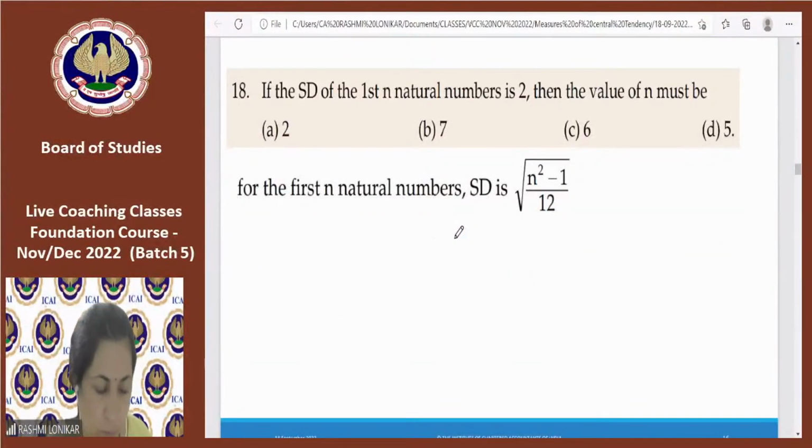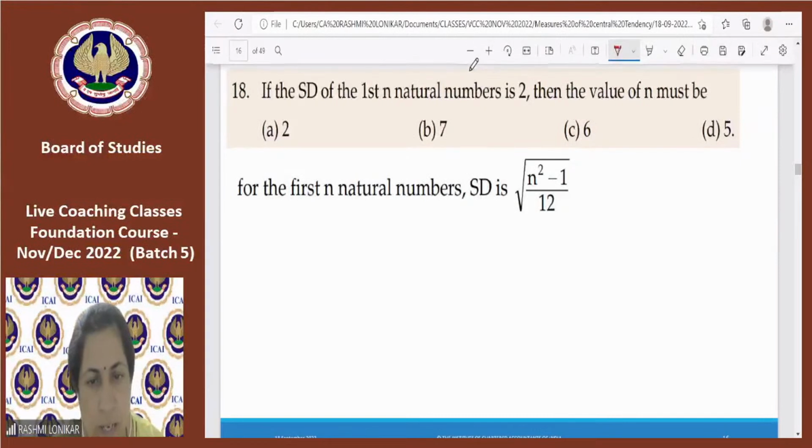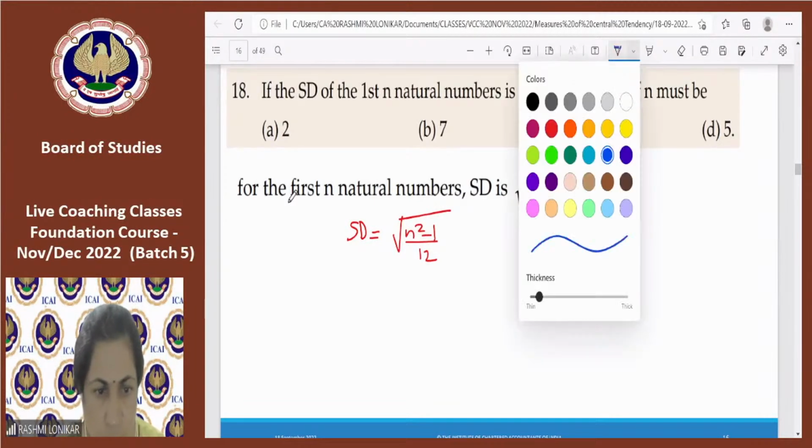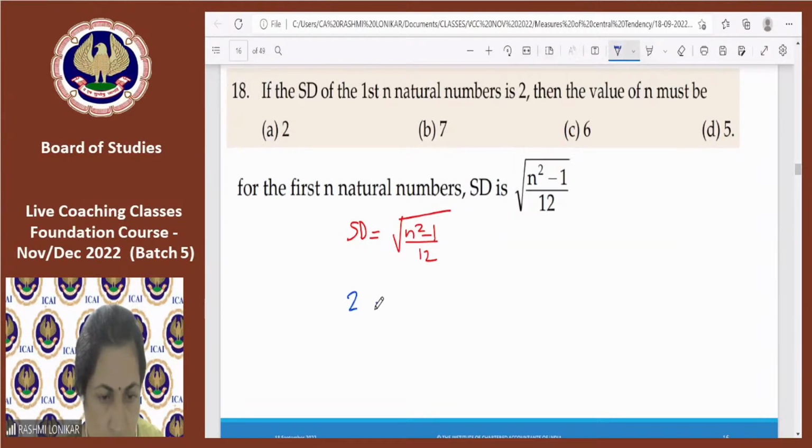Now, this sum also is very easy. We've already done that. So, we know that the standard deviation of first n natural numbers is square root of n square minus 1 upon 12. So, when I do the sum, this is given to me as 2 is equal to square root of n square minus 1 upon 12.